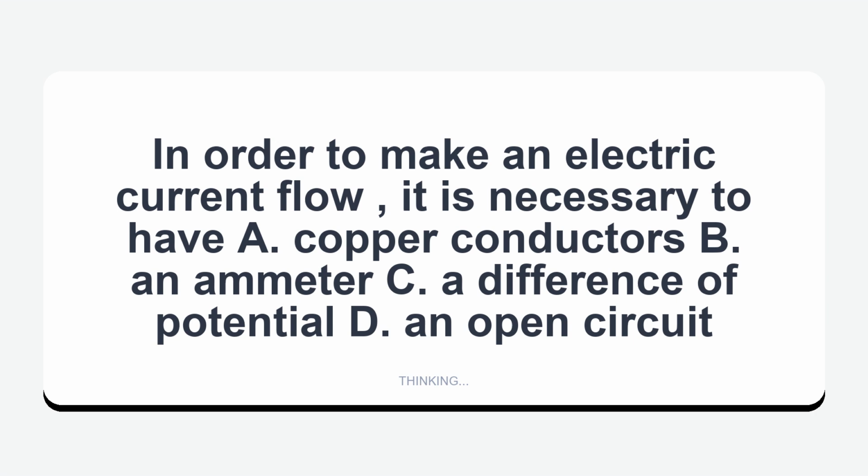In order to make an electric current flow, it is necessary to have A. Copper conductors. B. An ammeter. C. A difference of potential. D. An open circuit. A difference of potential.